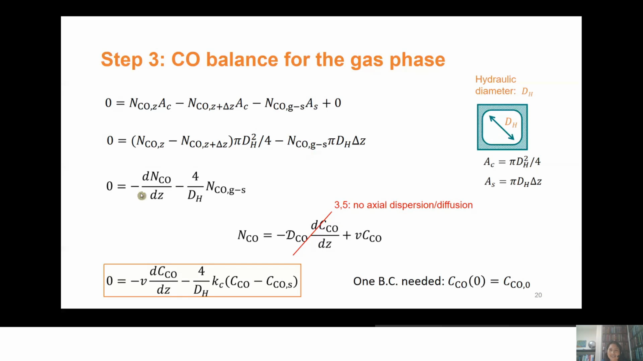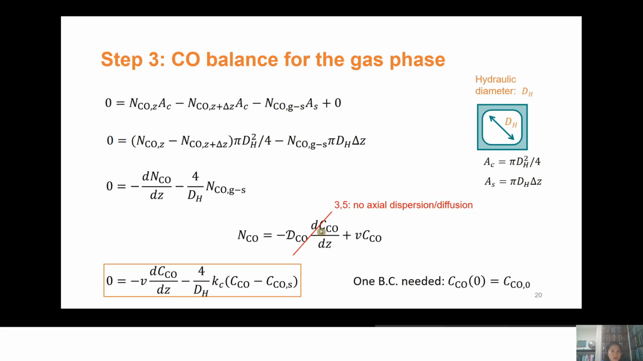So this gives us the differential equation here. Finally, we just need to substitute in the expressions for the fluxes. We have NCO here and we have NCOGS here. Let's do it first for NCO, the flux in the axial direction. The axial flux of CO can be due to diffusion or dispersion, and this is how you model diffusion or dispersion. Then you can also have a contribution from convection as shown here.